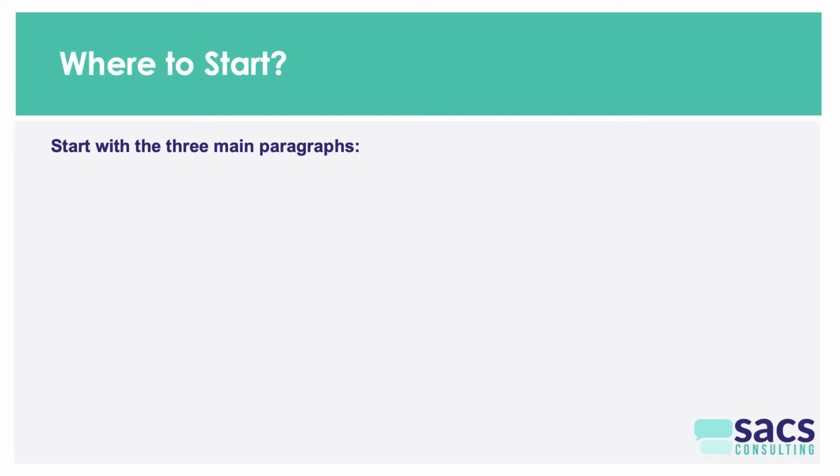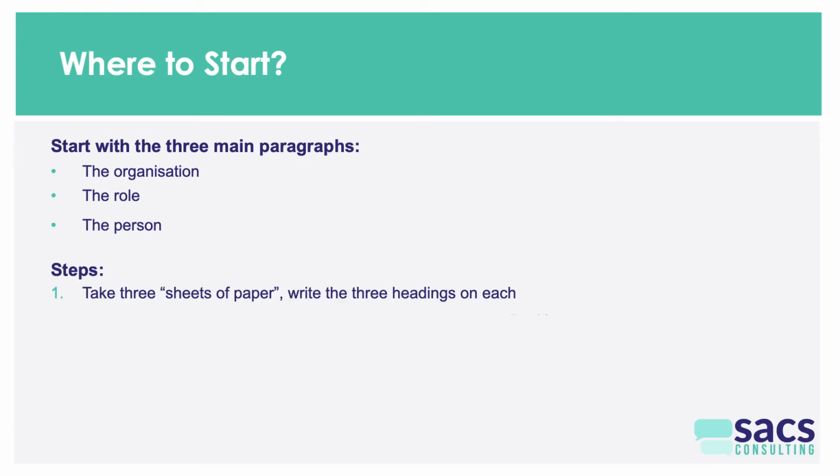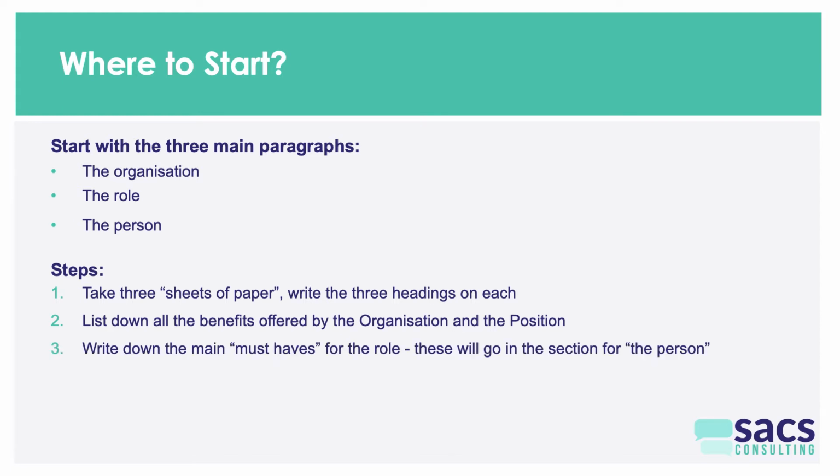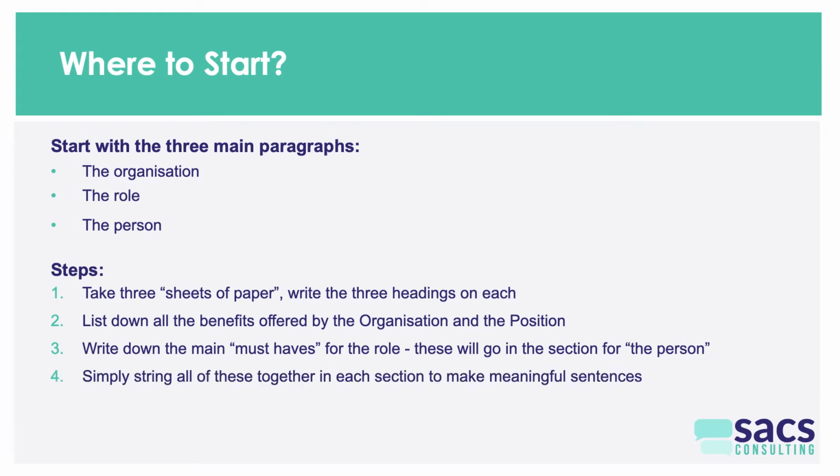So where to start with an ad? We suggest that you start with the 3 main paragraphs: the organisation, the role, the person. Take 3 sheets of paper. I mean, probably not physical sheets of paper, that's why it's in quotes. But you write the 3 headings on each. So you could do that on a Word document or on a whiteboard if you're doing it with other people. You list down all of the benefits offered by the organisation and the position, and then you write down the main must-haves for the role. These will go in the section for the person. And you simply string all of these together in each section to make meaningful sentences.